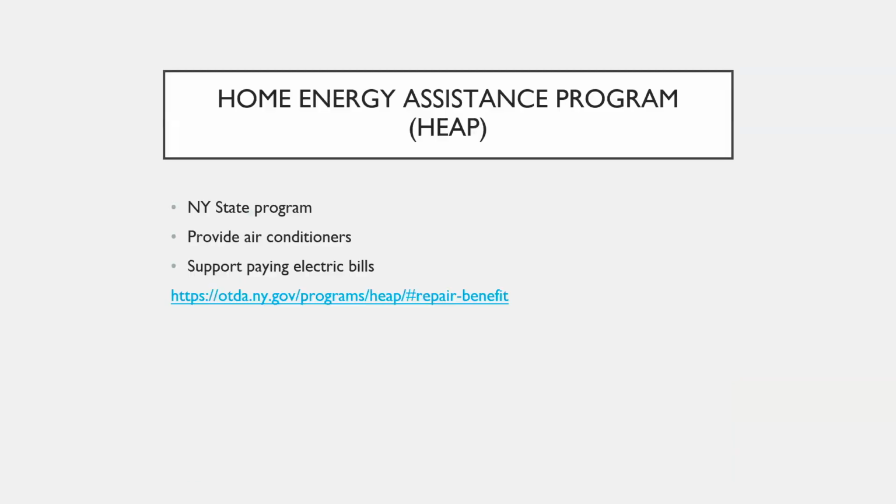This is also a program that we can let some of our patients know about: the Home Energy Assistance Program. They have strict income requirements, but you can tell people to apply, and they will determine people with financial need who need air conditioning, and they'll purchase air conditioning units and provide them to different apartments and homes. If the reason they can't cool their home is the cost of electric bills, they will also assist with paying their electric bills.